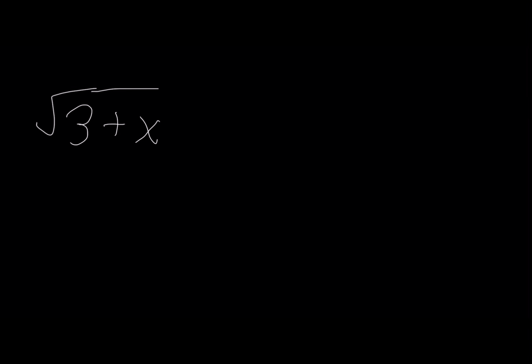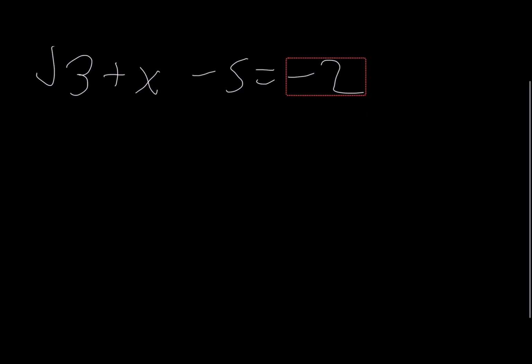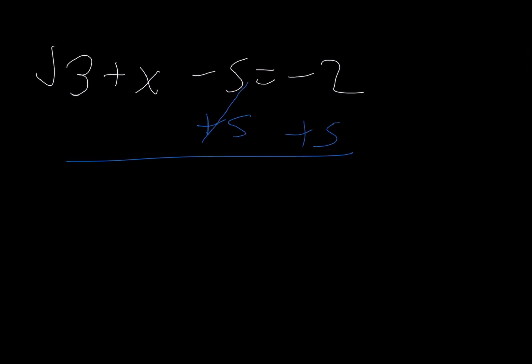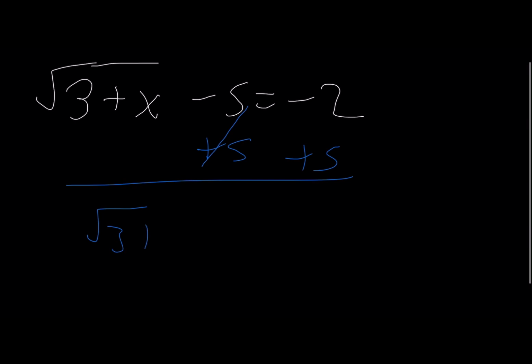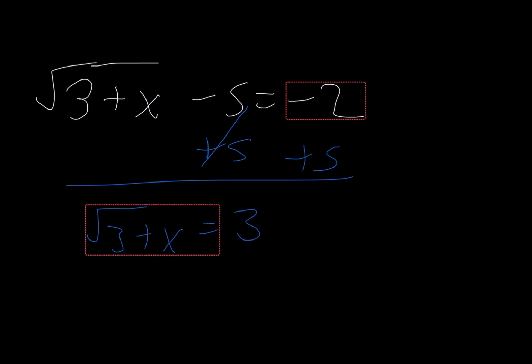Radical 3 plus x minus 5 is equal to negative 2. So the first thing we want to do is isolate that square root. So we're going to add 5 on both sides to get it by itself. So we now have radical 3 plus x is equal to negative 2 plus 5, which gives us 3.